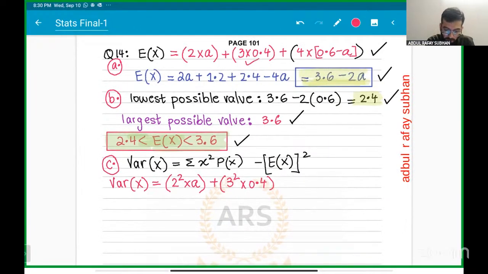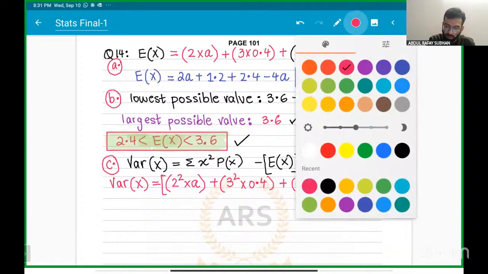We should take help from here. जिसको square करना है पूरी चीज को, 2 square times of a, 3 square times of 0.4, and it will be, sir, 4 square times of 0.6 minus a, and this will be one of them. ठीक है जी?